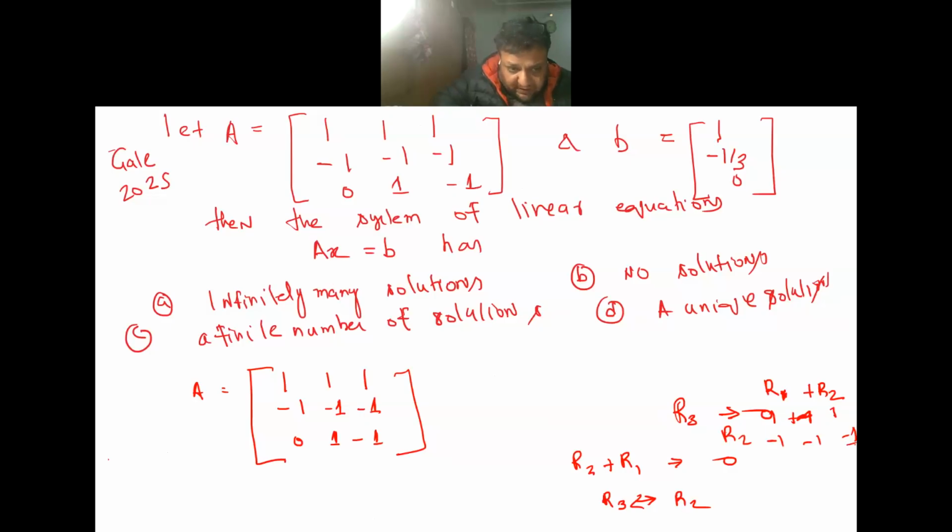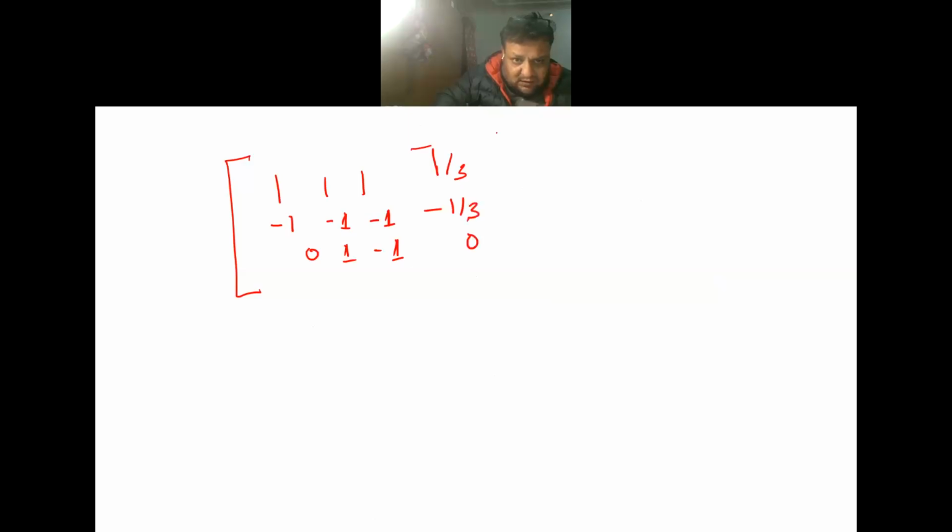And also you have to write the augmented matrix there first, right? So in order to solve this, you have to write the augmented matrix. So we had the values as 1, 1, 1, minus 1, minus 1, minus 1, 0, 1, and minus 1. And the augmented matrix there was 1 by 3, minus 1 by 3, and 0. Now this is my original matrix. This is my A is to B.